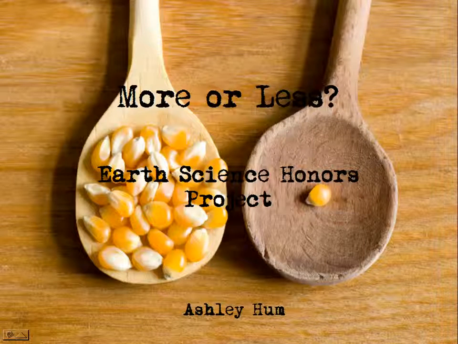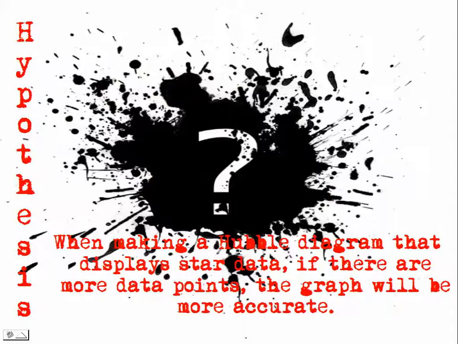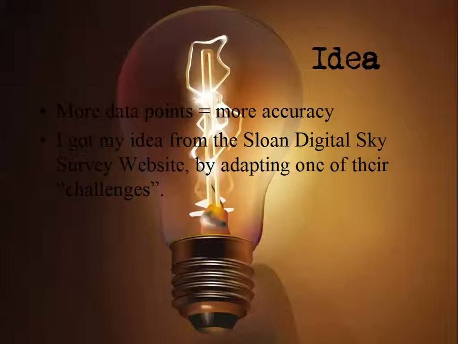My name is Ashley Helm, and this is my Earth Science Honors Project. My hypothesis for this project was that when making a Hubble diagram that displays star data, if there are more data points, then the graph will be more accurate. My main idea was that more data points equals more accuracy.